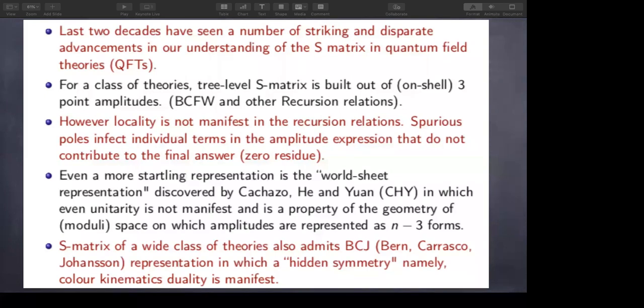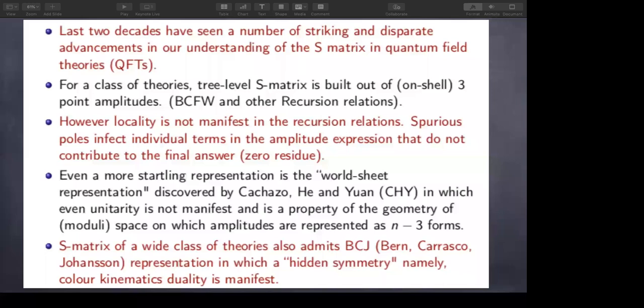But this advancement also came with a bit of a surprise: locality was not manifest in this recursion relation. If you have seen them, you know that in the final answer, individual terms have what are called spurious poles. Those are poles which are not consistent with locality, but in the full amplitude, if you sum over all the spurious poles, you get zero residue. So of course, the final answer is local. This is quite different from the way we compute amplitudes from Feynman diagrams, where locality is manifest at every step of our computation.